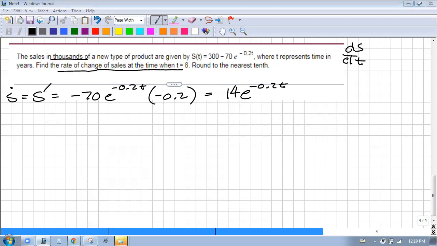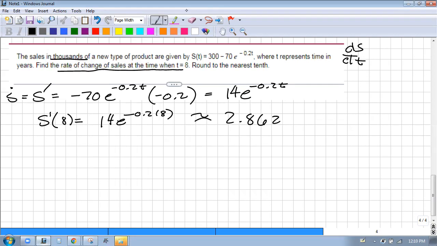So they want to know what S prime is when t equals 8. So plug in an 8 for t. Boom, done. Does this make sense? These are the easy ones. 2.862. 26.